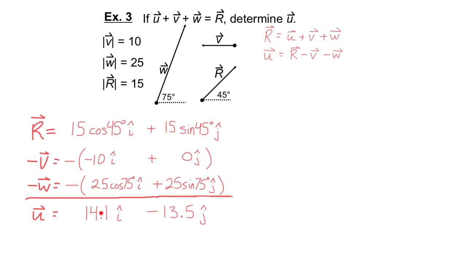It should end up being 14.1, so I've got 14.1 i hat for the x component. Same thing over here for the y components. I'll have 15 sine 45 minus 0, and minus 25 sine 75. So don't forget the minus sign in front. It should end up being minus 13.5 j hat in the y direction. All right, now that you've got the x and y components for u, I want you to try to figure out the magnitude and direction for u. So pause the video, try to get the magnitude and direction, and check back in when you're done.